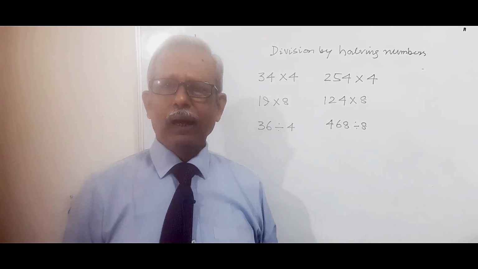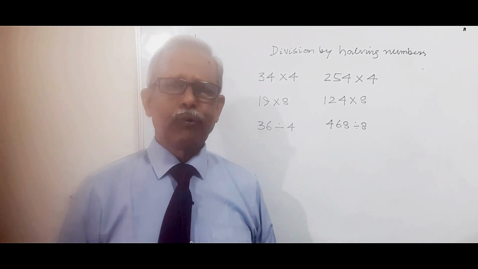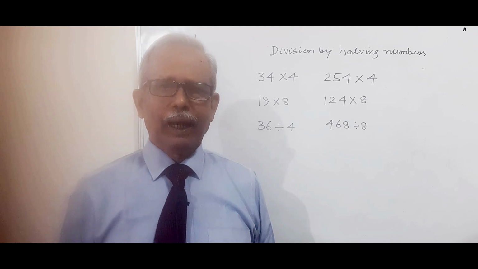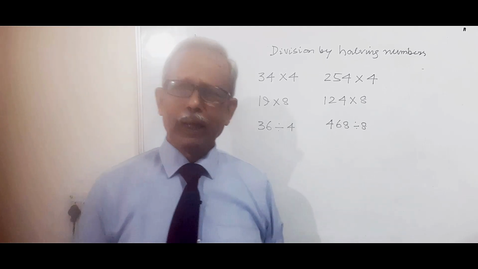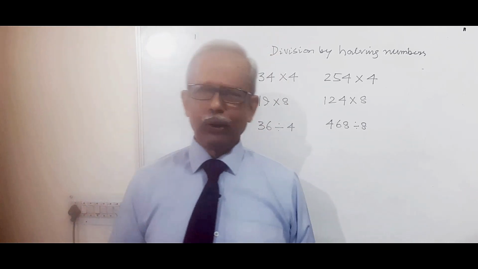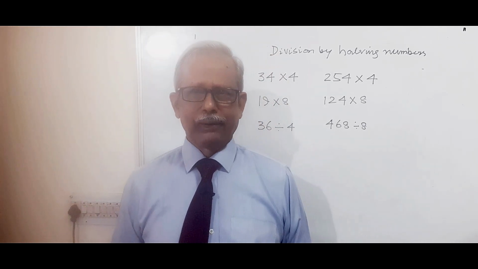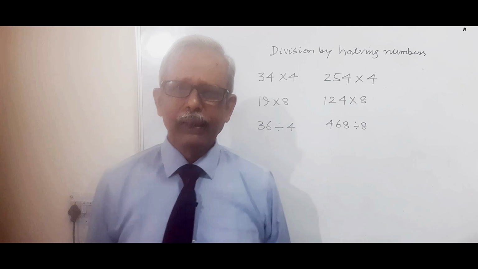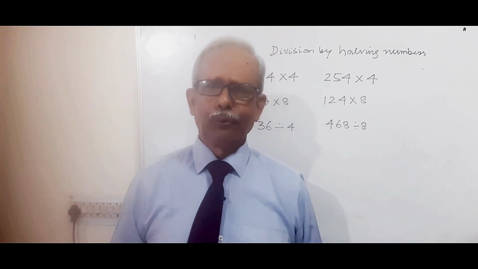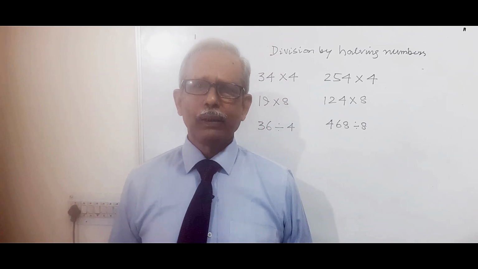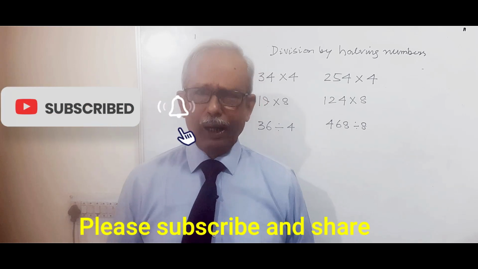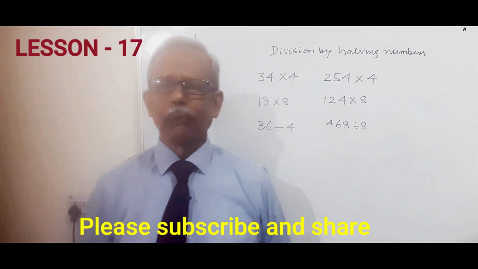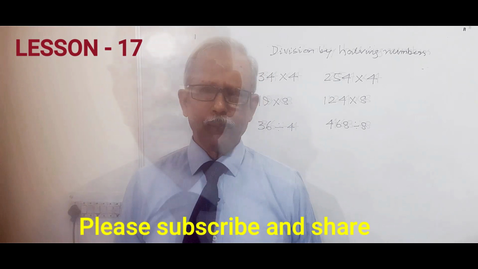so that you can understand how to multiply with numbers like 4 and 8 by doubling and then divide by 4 and 8 by halving the numbers. That will help you to do the calculations more easily without any difficulty, right? So whatever you have seen today is how to multiply any number with 4 and 8 by doubling the numbers and how to divide by 4 and 8 by halving the numbers. I hope you have understood it and you will be able to do these sums very easily.